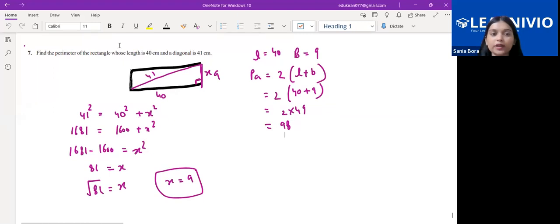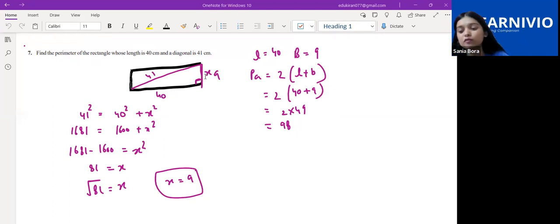I hope you got it, right? So it was: find the perimeter of a rectangle whose length is 40 centimeter and the diagonal is 41 centimeter. The diagonal is given here, and the length is also given. So from here you will find the breadth, which is x, using the Pythagoras theorem. And once you get the x, you have to find the perimeter of the rectangle.